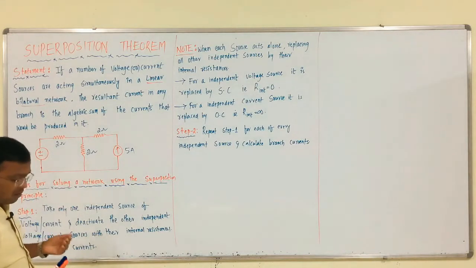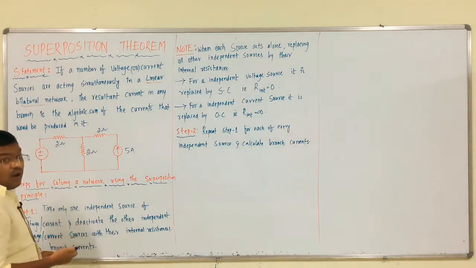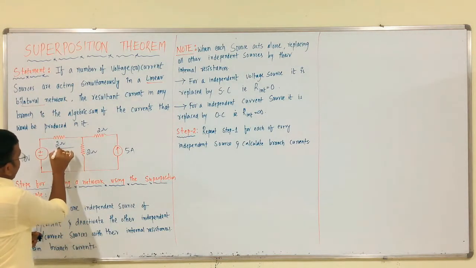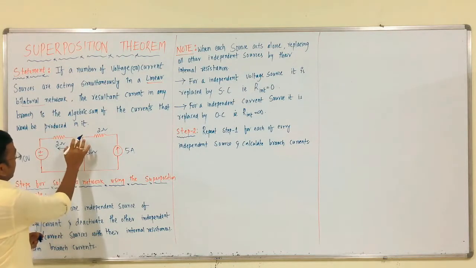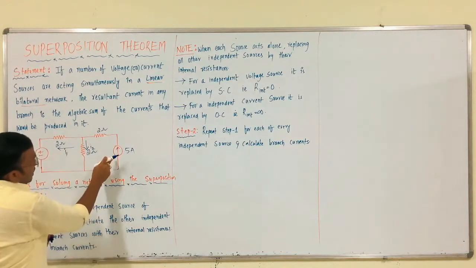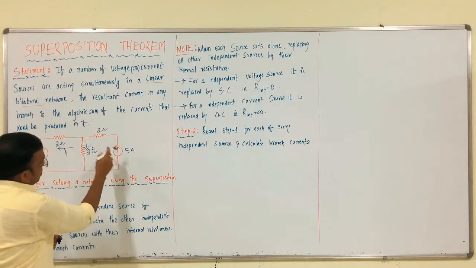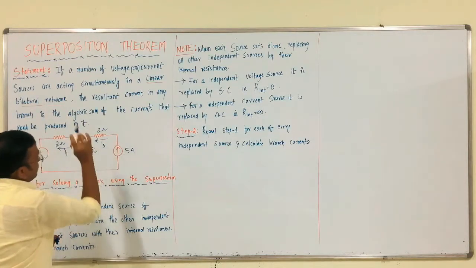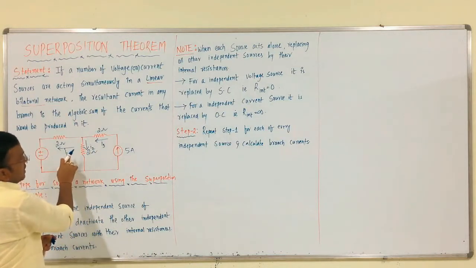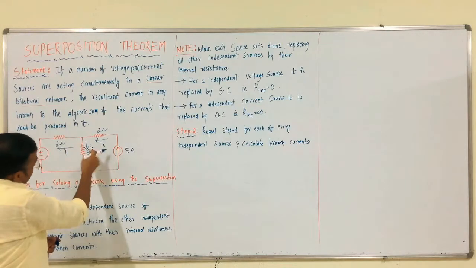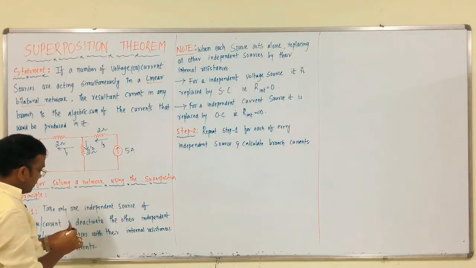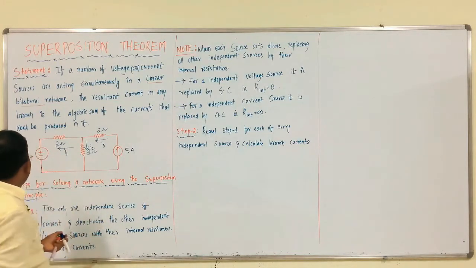Before solving this problem, first we have to assume our current directions. Here I am assuming the current direction of I1 anti-clockwise, away from this node, here also I2 away from this node. Here the examiner provides the current direction like this, I3. See, it is towards this node. So, I1 is away, anti-clockwise, I2 is also anti-clockwise, and I3 is also anti-clockwise. Okay. So, I1, I2, I3 directions are taken.